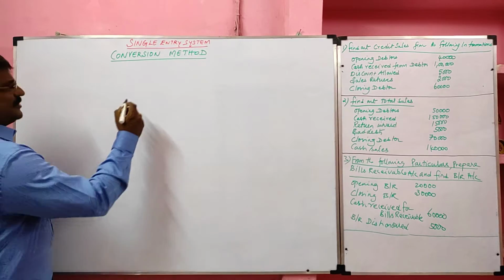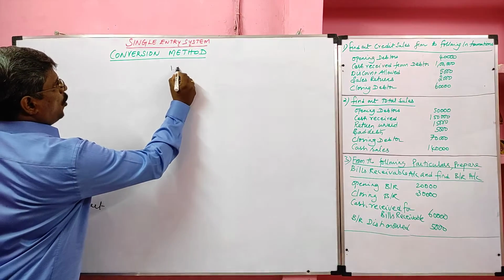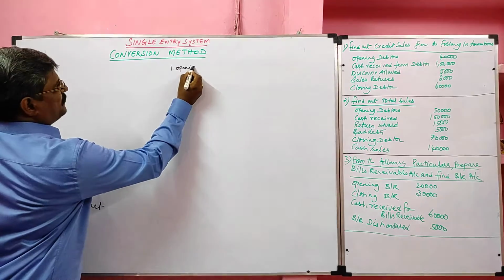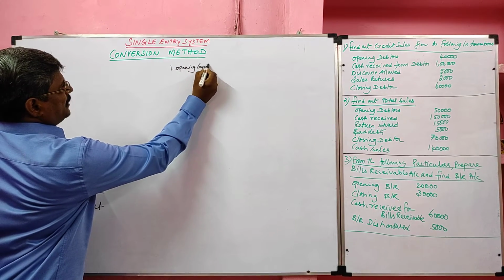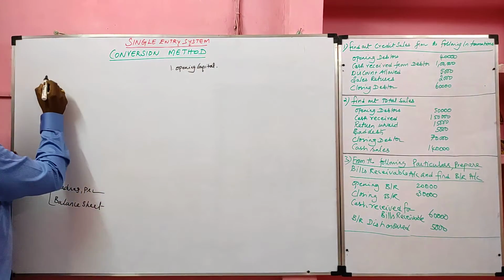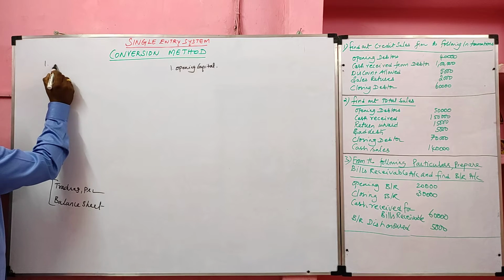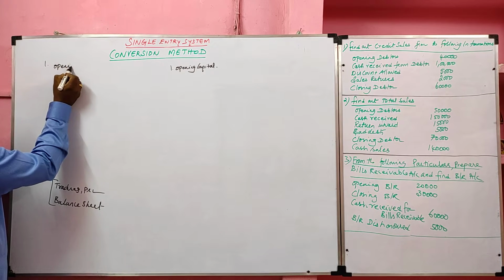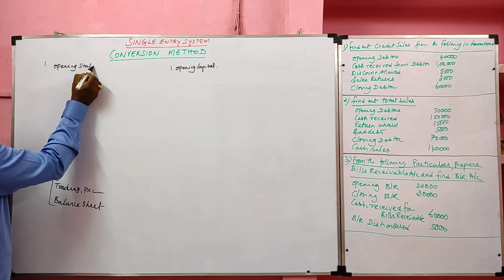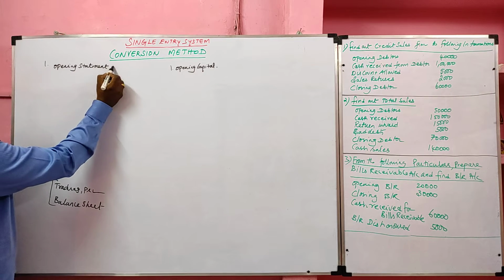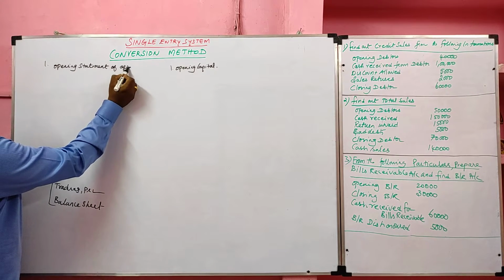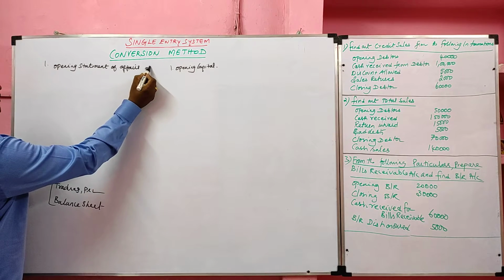The first hidden information is opening capital. Opening capital we can ascertain by preparing the opening statement of affairs. By preparing the opening statement of affairs, we can ascertain opening capital.